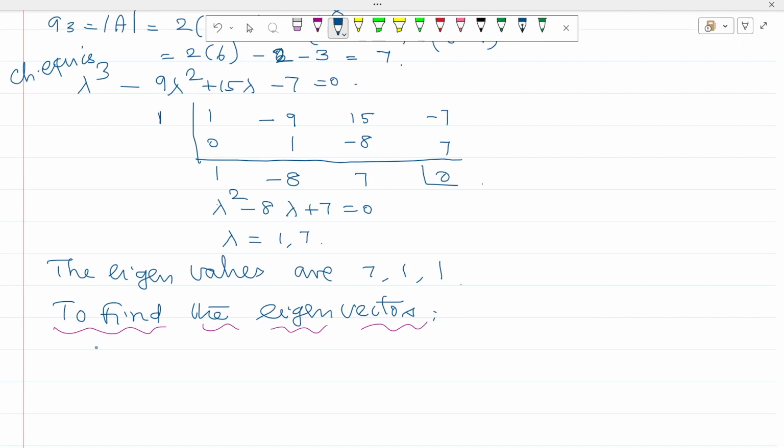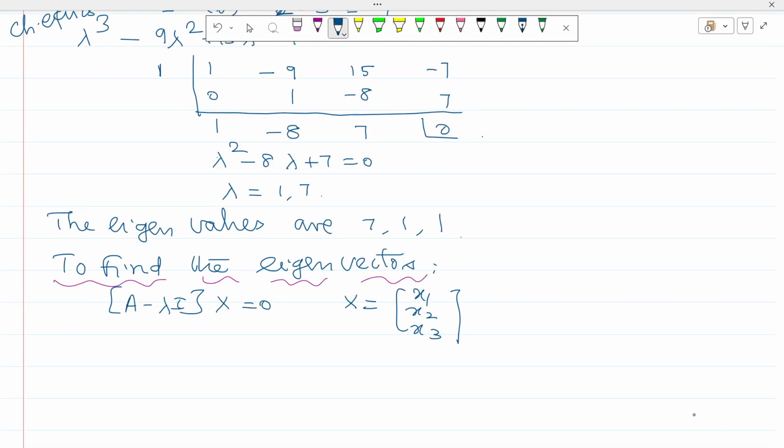So to find the eigenvectors, (A minus lambda I) x equal to 0. When the given matrix is a 2 by 2 matrix, then the eigenvector is only x1, x2. When the matrix is a 3 by 3 matrix, then x should be x1, x2, x3. Okay, it depends upon the case. Now A minus lambda I you have to write.